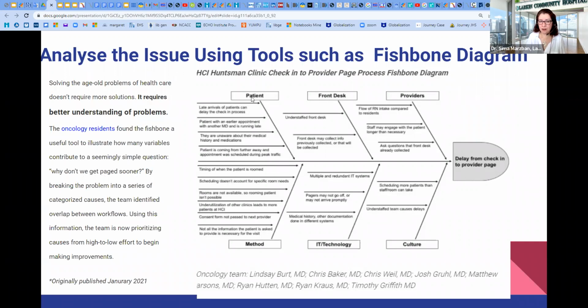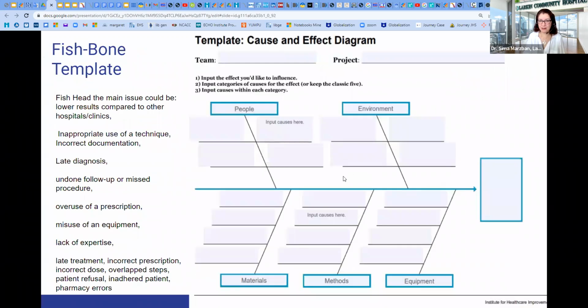So they categorize contributing factors into patient-relevant category, front desk category, providers like clinicians and nurses, culture-relevant category, IT category, and method category. So they have discussed this, brainstormed, and then documented everything here. This is a template for a fishbone or cause and effect diagram for a quality improvement project.